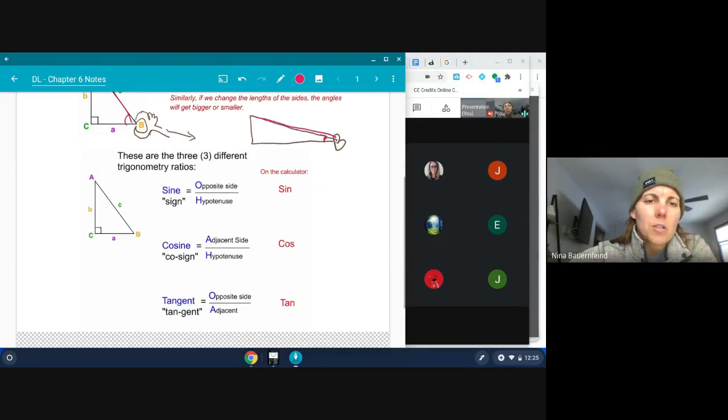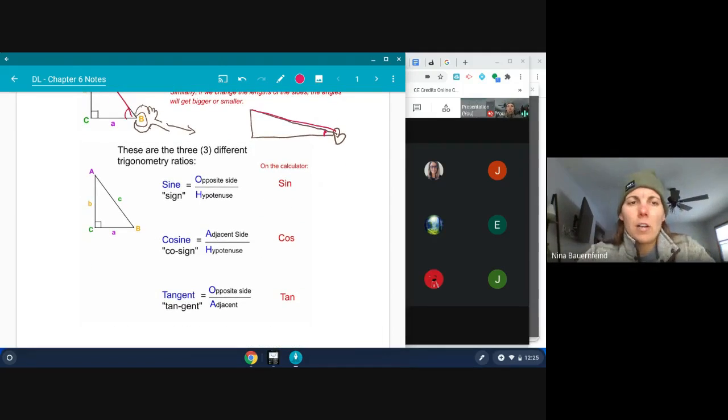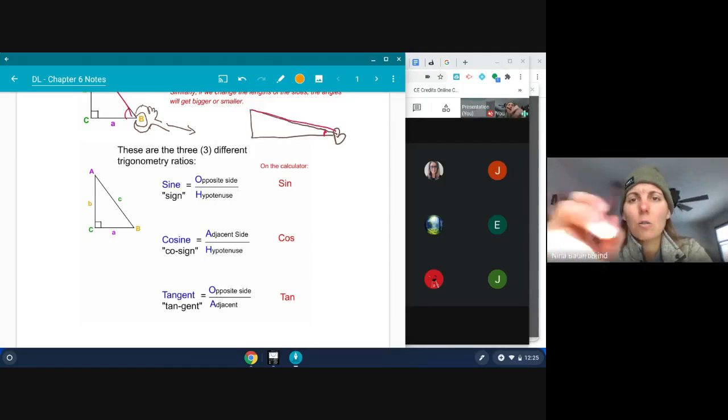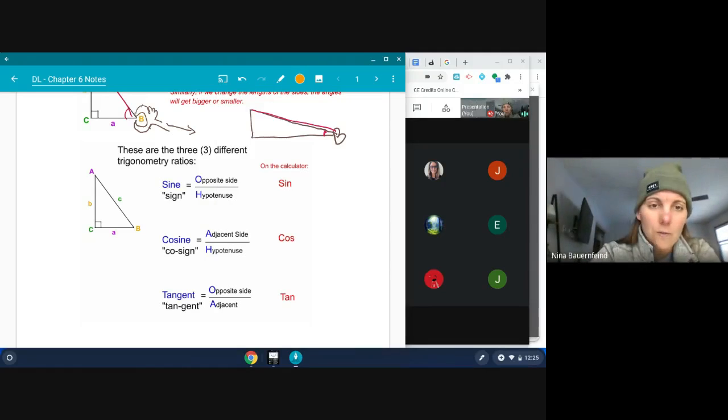So these are the three different trigonometry ratios that we will talk about. There's other ones that are opposites, but these are the ones that we will talk about. So first there's sine. It's pronounced sine. On a calculator, it looks like this. Then there's cosine. It's pronounced cosine. On a calculator, it looks like this. And then there's tangent. It's pronounced tangent. And on a calculator, it looks like this.